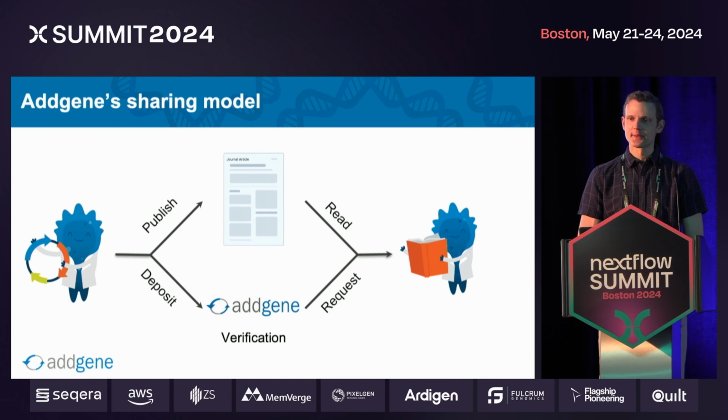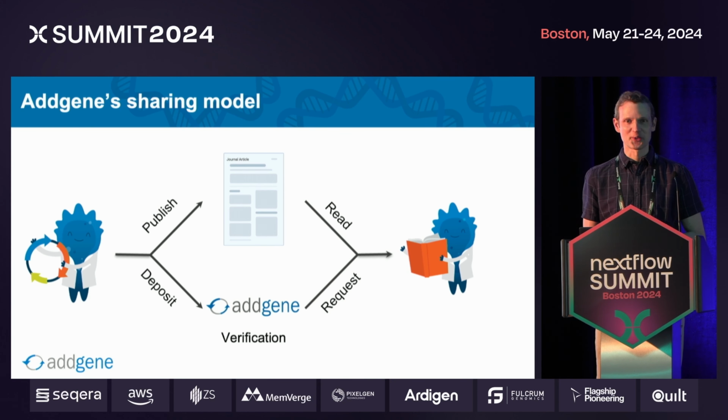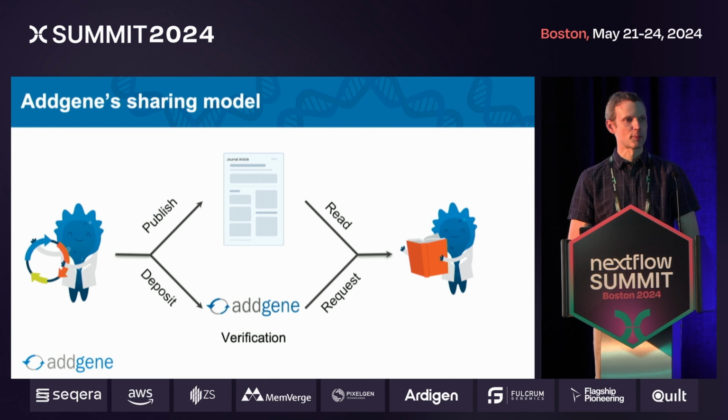So the basis of Addgene's sharing model is that when a scientist creates a plasmid in their lab and eventually publishes their work in a scientific journal, at the same time, they deposit that plasmid with Addgene. And so what we do at Addgene is to verify that DNA sequence for everything that comes in, and this is where our bioinformatics needs originate.